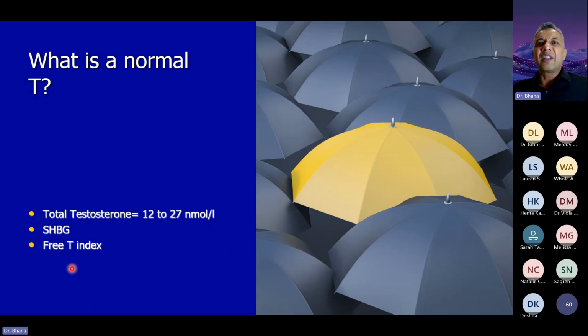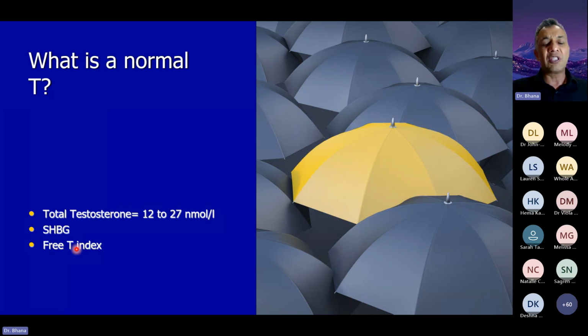So let's get to the reference range. About a decade ago, at a big meeting that had people invited from all over the world, they came to consensus in terms of what was considered normal. So when we look at total testosterone, this is what's produced by your clients. Normal is 12 to 27. Now, testosterone gets bound to something called sex hormone binding globulin. This is the transport system. And then basically, testosterone will get delivered to the tissue where it has its action.